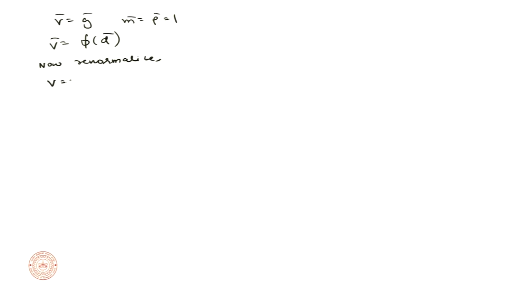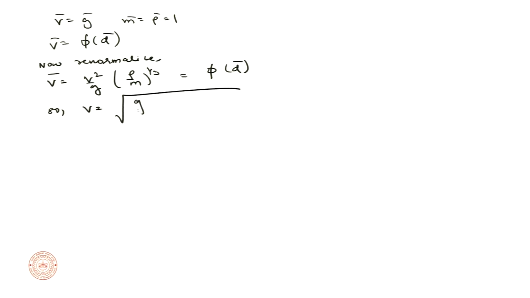Okay. If that is the case, now if we renormalize, we can say v bar, which is equal to v square by g rho by m to the power of 1 by 3, is equal to phi into d bar. So, v is equal to square root of g m by rho to the power of 1 by 3 times phi into d bar. And what is d bar? D bar is d into rho by m to the power of 1 by 3.